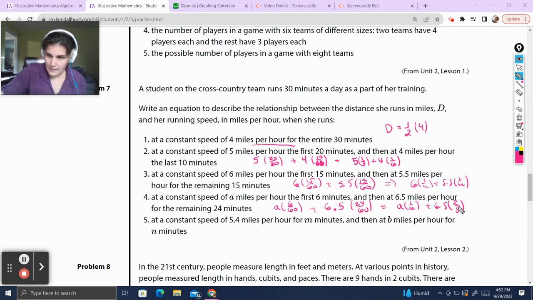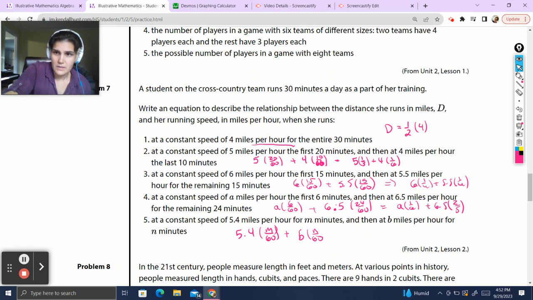Finally, at a constant speed of 5.4 miles per hour for m minutes, so we're going to put m over 60, and then at b miles per hour for n minutes, plus b miles per hour at n over 60. And we're going to go ahead and do it just like the ones we did before. We can't simplify in this case because we don't have anything to simplify, and that would be our expression.